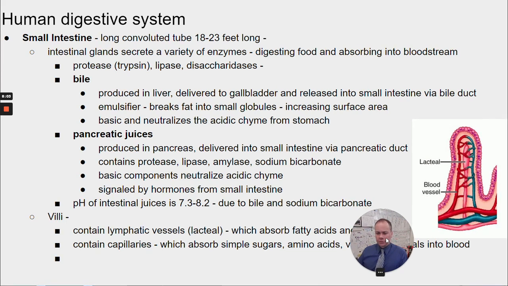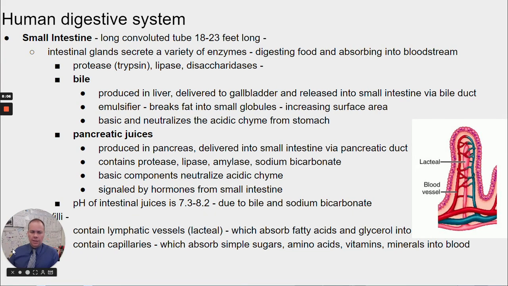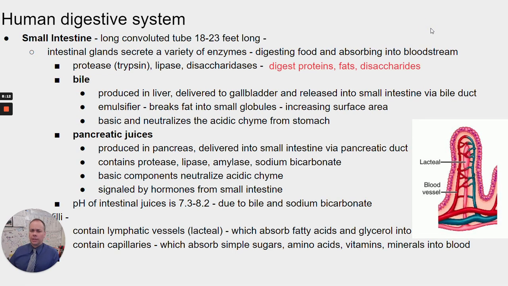Once the food is finished in the stomach, it then is going to make its way into the small intestine. It's called the small intestine because it's of a narrower diameter. But it's actually really long. It's about 20 feet long. And as the food is moving through this very long tube, it's moving through peristalsis. Along the way, enzymes are being secreted that are going to help to digest that food even further.